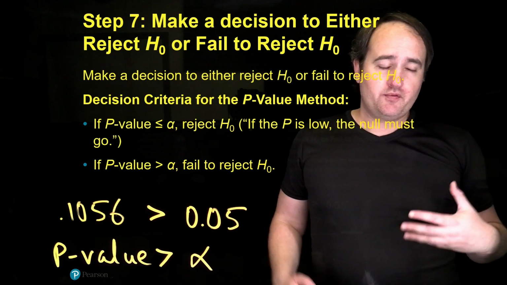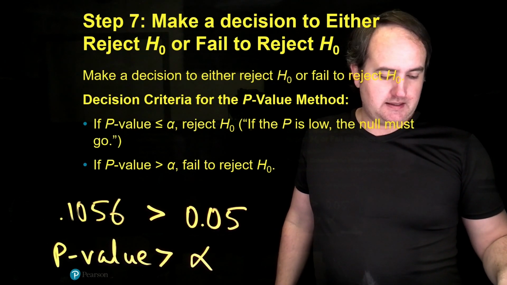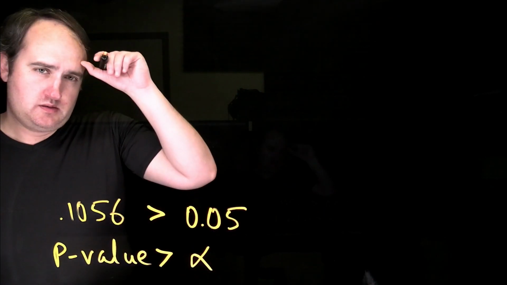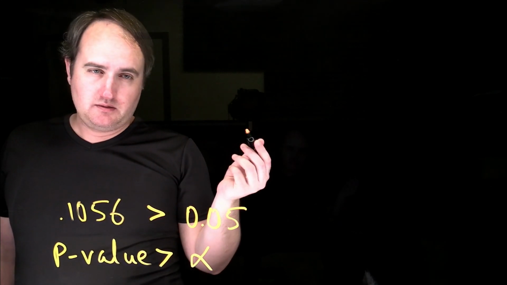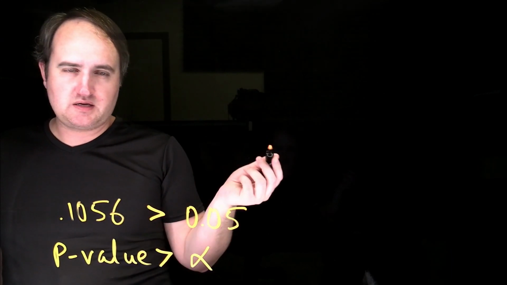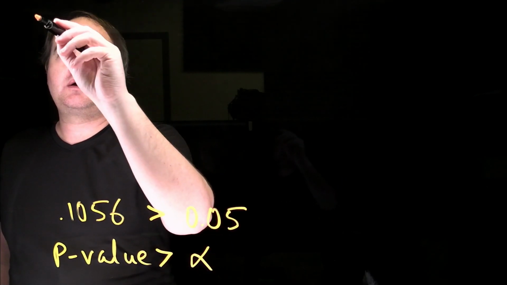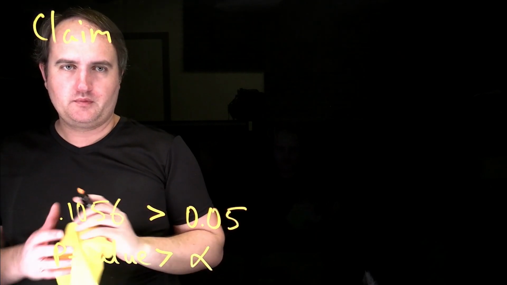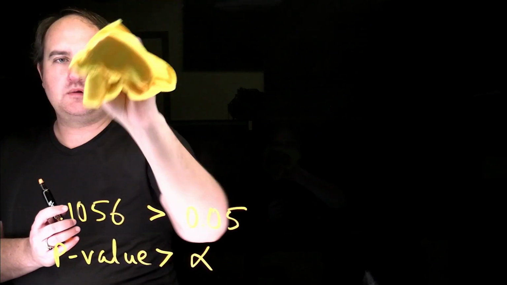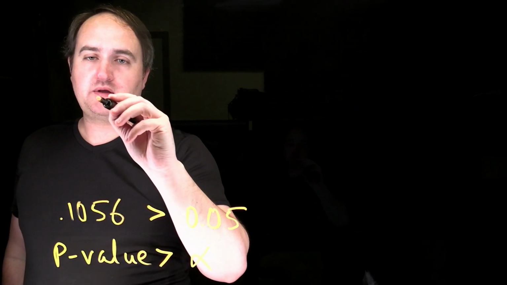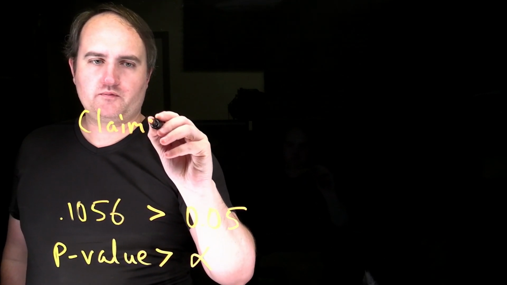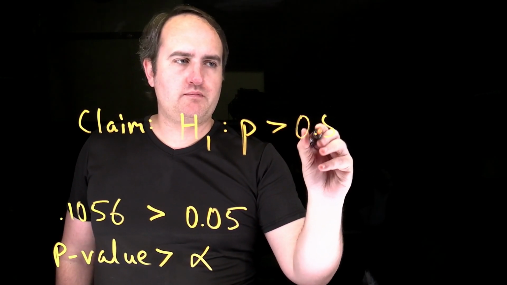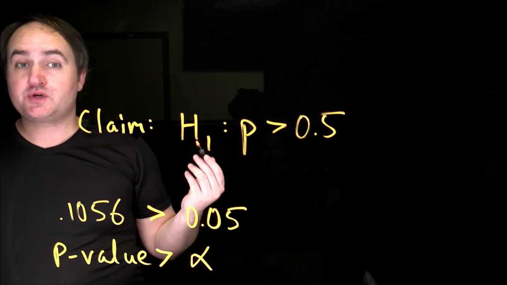So let me talk about the way I usually explain it, so people can understand it. If you reject H naught versus fail to reject H naught, it's one or the other. So remember that our original claim in this problem was H1. Actually, let me write that a little bit lower here. Okay, so our original claim in this problem that we did at the beginning of this video was the same as H1, and that was the same as P is greater than 0.5. Our claim is the same as the alternative hypothesis.